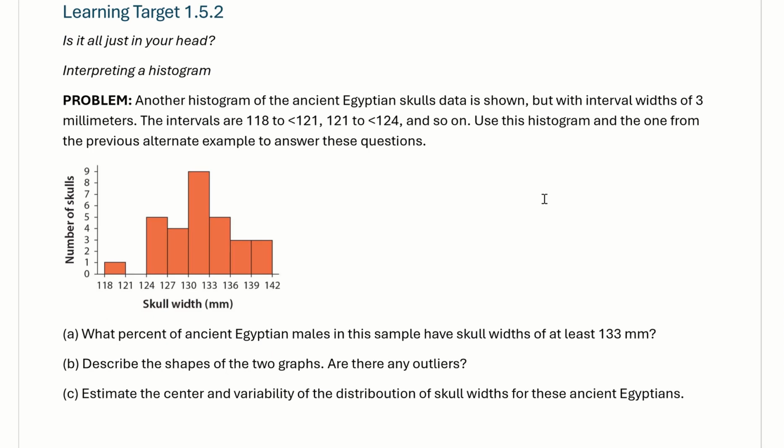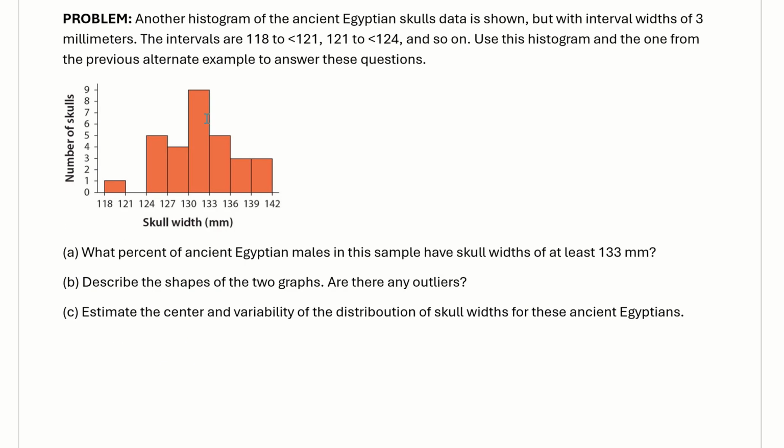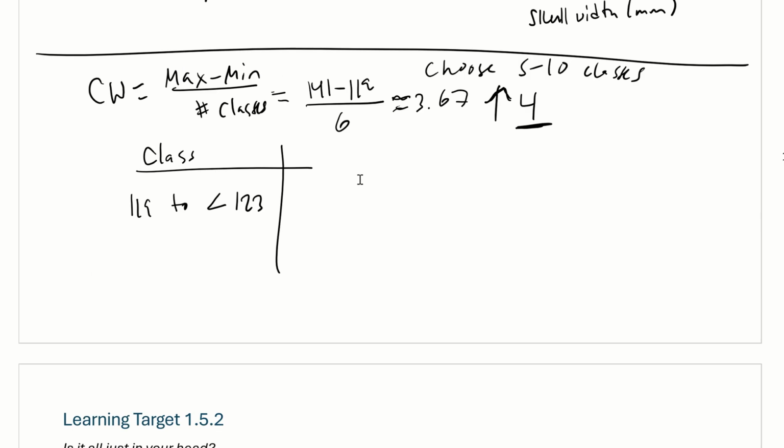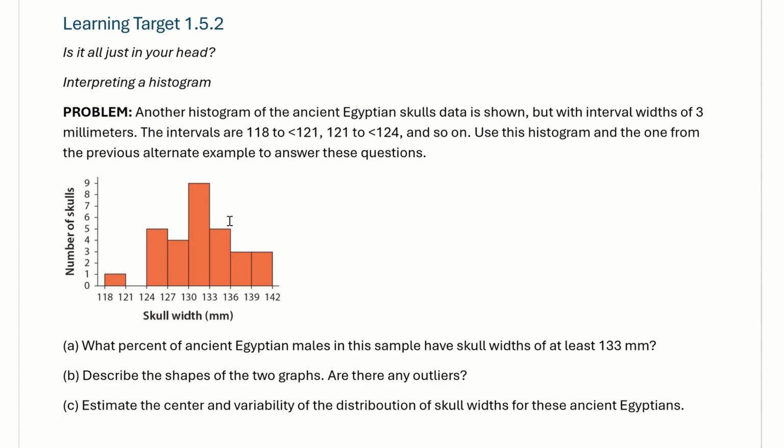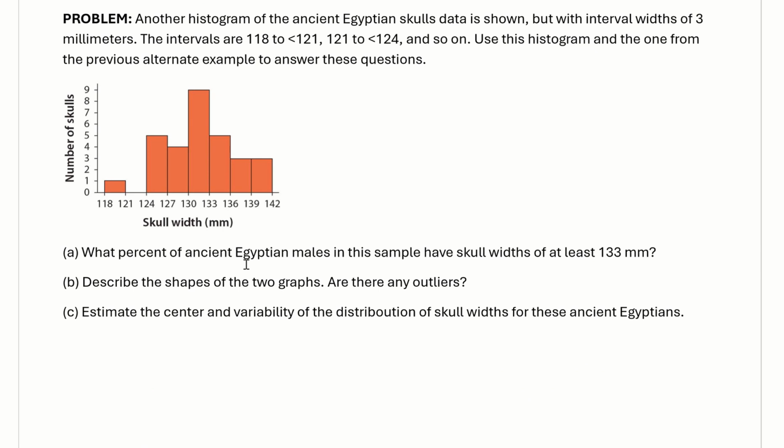Learning target 152. So we're going to describe and look at the histogram. So looking at the Egyptian skull data, 1, 2, 3, 4, 5, 6, 7, 8. They use 8 classes in this one. Here we use 6 classes, right? So when we use 8 classes, it says what percent of Egyptian males have skull widths of at least 133? Okay, so at least 133 means greater than or equal to. So it could be equal to 133, right? So that means we could do here, here, here. So we need all those bars. So let's add all these guys.